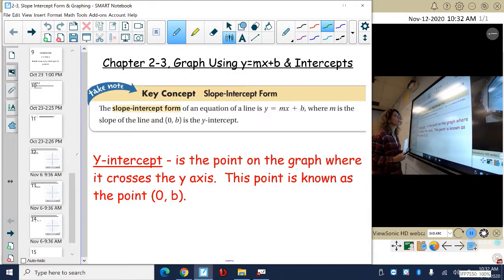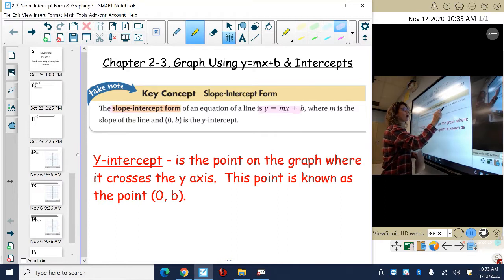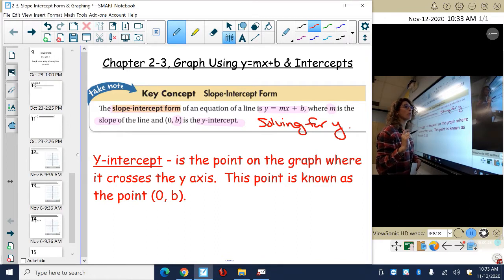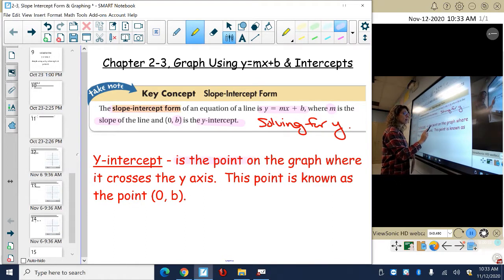Okay, today what we're going to be learning about is graphing using y equals mx plus b and the intercepts. So the slope-intercept form of the equation of a line is y equals mx plus b, where m is the slope and b is the y-intercept. Now, here's what your brain needs to understand. All you're doing is solving for y. That's super important. The y-intercept is going to be the point on the graph where it crosses the y-axis.